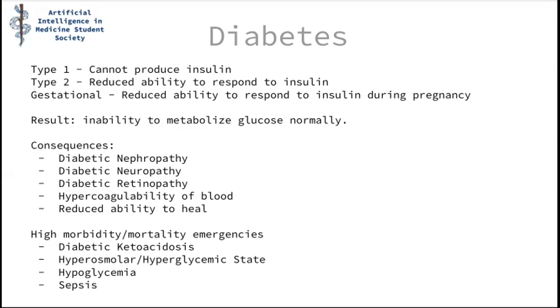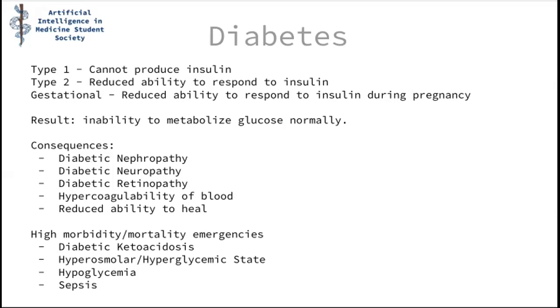The result of any of these is that you do not have the ability to metabolize glucose as you normally would. And the consequences of diabetes, although it's very common, are awful. The natural course of the disease will cause diabetic nephropathy, so kidney failure, and diabetic neuropathy. You start to lose sensation of your fingers and your toes, and then it'll turn into your hands and your feet. Diabetic retinopathy, it literally can cause blindness.